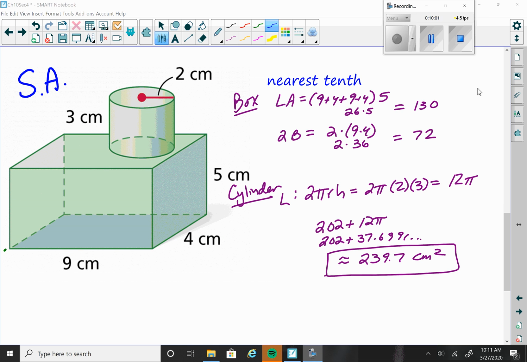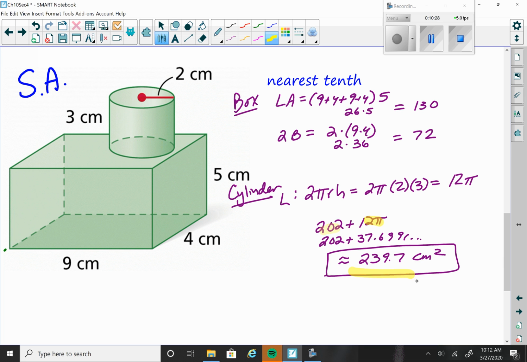Okay, so for my surface area, I have 239.7 centimeters squared. For the box on the bottom, the lateral is 130. And then the two bases, the top and the bottom, I have 72. So if I add those two together, I got 202. Then for my cylinder, my lateral, the distance around the middle is 12 pi. So when I add the 202 plus 12 pi, I have 239.7.